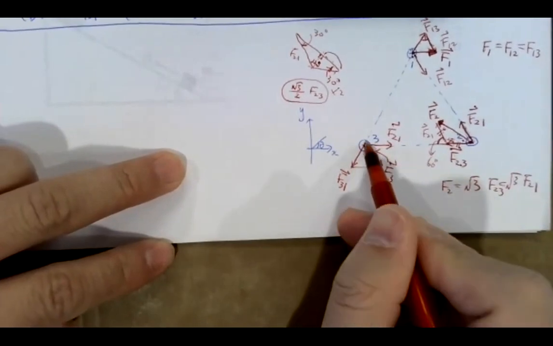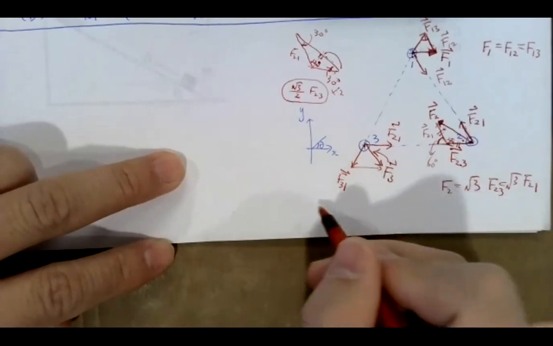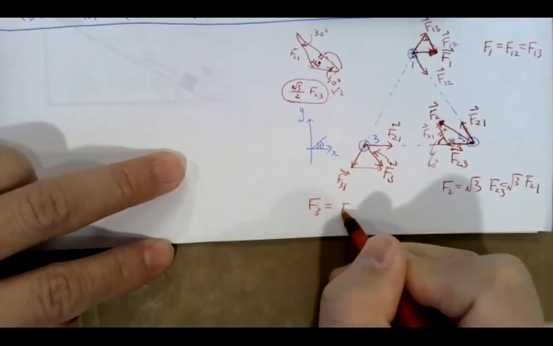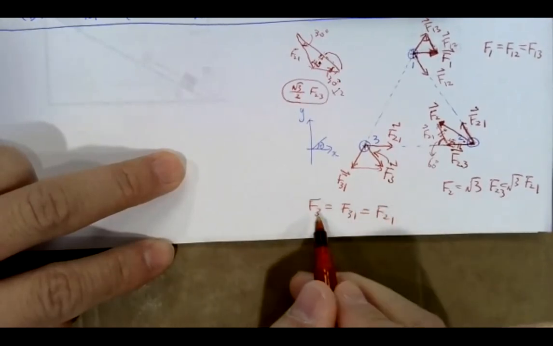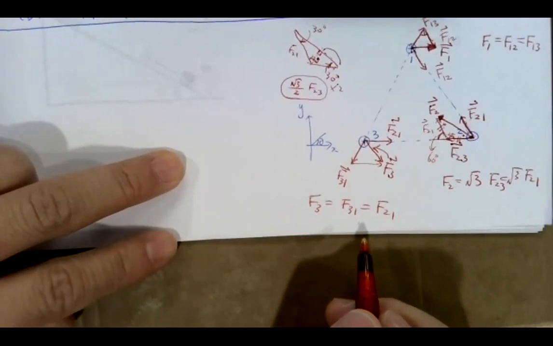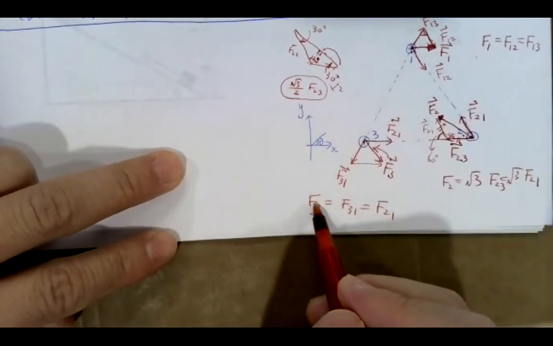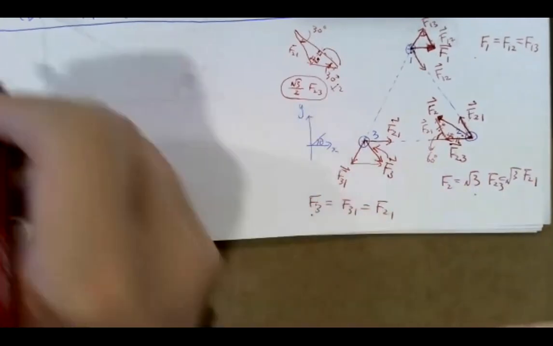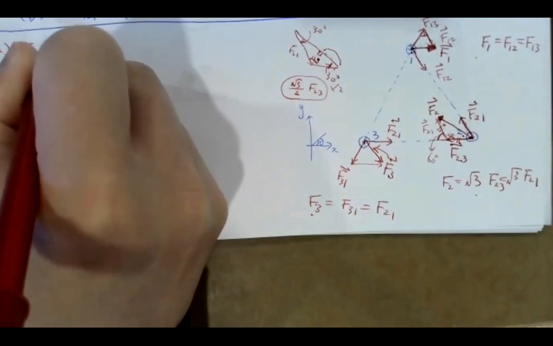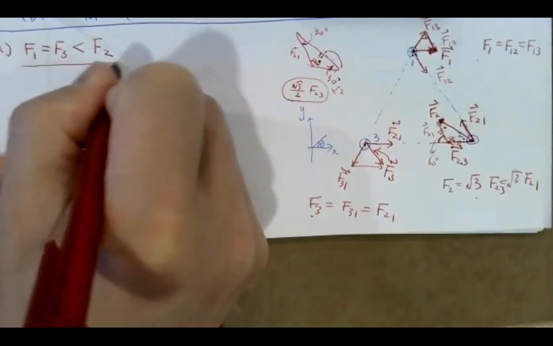So in here, this should be again a small equilateral triangle. So F3 should be equal to F31 or F21. Without the arrow, that means just the magnitude of it. So you can see F1 and F3 should be equal to each other, but F2 should be greater. So if you rank the magnitudes, F1 equals F3, which is less than F2.